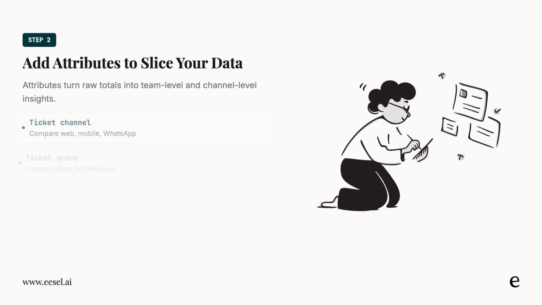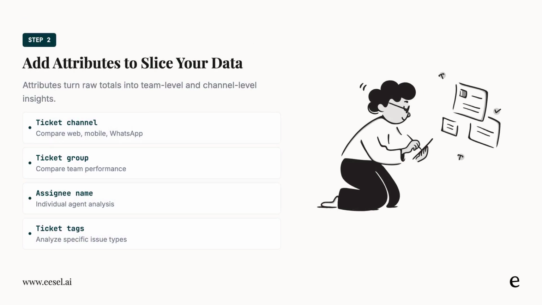Now add attributes to turn raw numbers into actual insights. Add assignee name to rows and you'll see first reply time broken down by individual agent. Add ticket channel to compare web widget versus mobile versus WhatsApp. Attributes are what make reporting actionable.